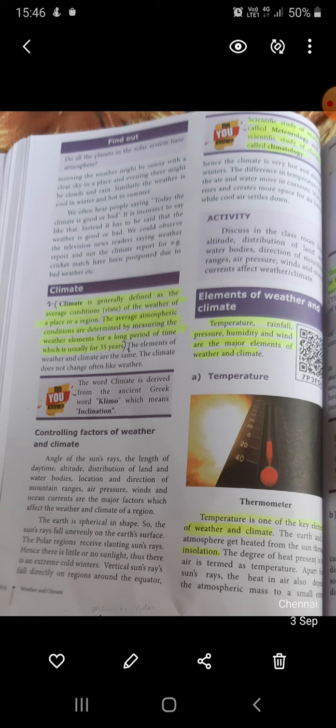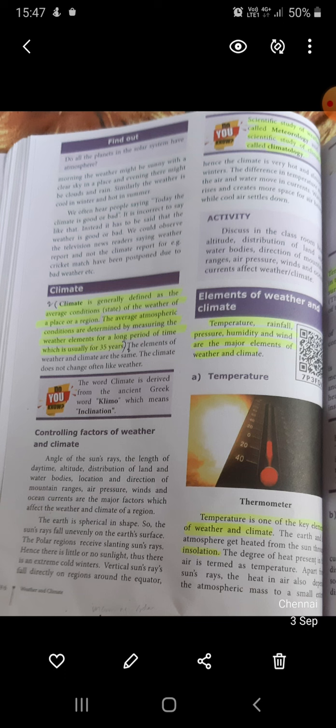Temperature is one of the key elements of weather and climate. The earth and its atmosphere get heated from the sun through insolation. The degree of heat present in the air is termed temperature. Apart from sun rays, the heat in the air also depends on the atmospheric mass to a small extent. That we feel, isn't it? During summer, the air also becomes very hot. We don't receive any cool air. Always the air is also very hot.